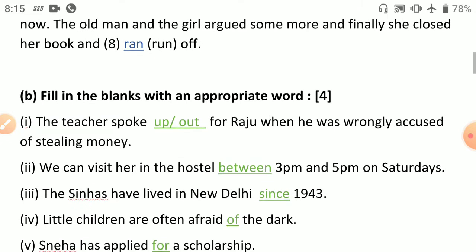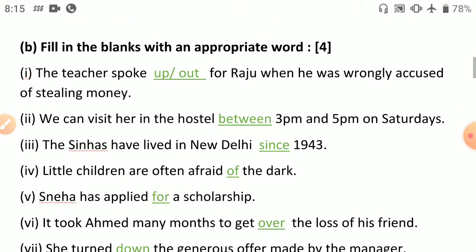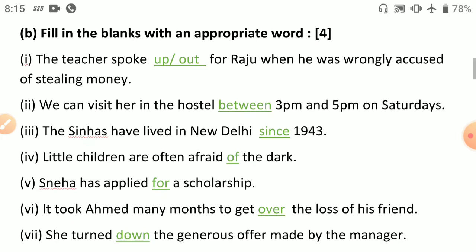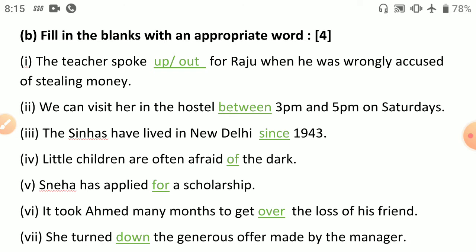Let's come to the next part, the phrasal verb or preposition. The first one, the teacher spoke up. Spoke up is a very common phrasal verb that we use. You have to speak up for yourself. That's how we say it. The teacher spoke up for Raju when he was wrongly accused of stealing money. You can also write, the teacher spoke out for Raju when he was wrongly accused of stealing money.